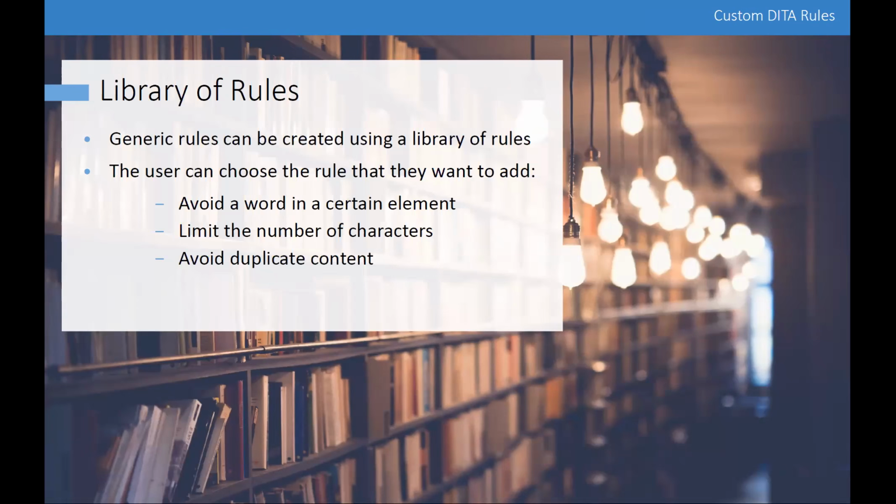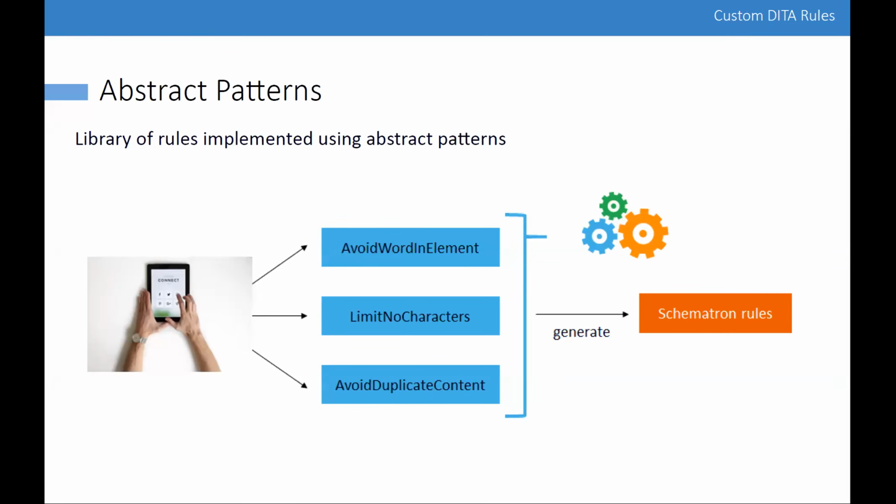So rules like avoid word in element, but you do not specify the word and the element. The user must choose what word in what element, or limit the number of characters and specify the number of characters, or avoid duplicate content. These are generic rules that can be developed in other projects too and then reused and implemented as you want. The user can use these rules that are implemented basically with abstract patterns.